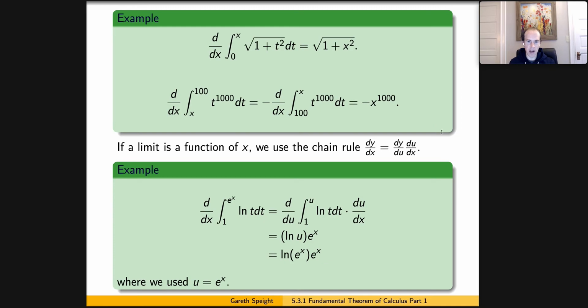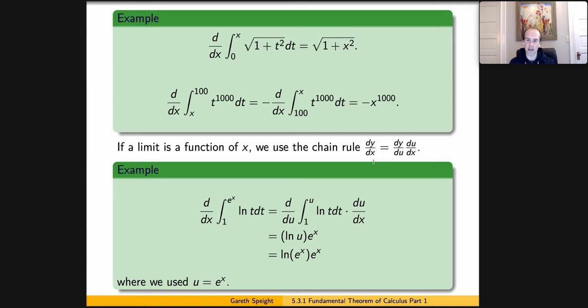Okay, so next up, what if instead of just x in the limit, as in these examples, we had a function of x like e to the x, or any function of x? Then we have to use the chain rule. Remember the chain rule, there were several ways of saying it: derivative of the outside evaluated at the inside, times the derivative of the inside.